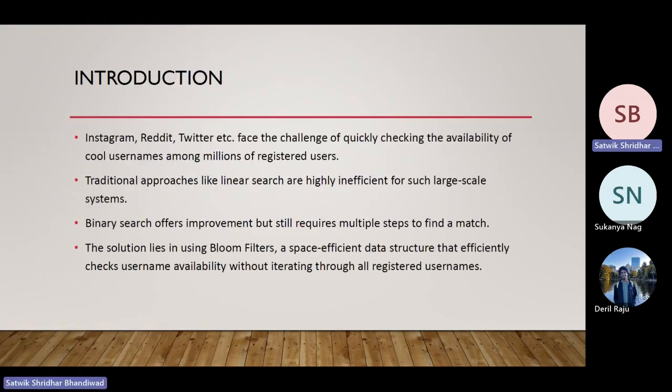So let me give you a brief idea about this project. Companies like Instagram, Reddit, Twitter, etc., face the challenge of quickly checking the availability of usernames among millions of registered users. Traditional approaches like linear search are highly inefficient for such large-scale systems. Binary search, on the other hand, offers improvement but still requires multiple steps to find a match. So there lies a solution in using Bloom filters. It's a space-efficient data structure that efficiently checks username availability without iterating through all the registered usernames.